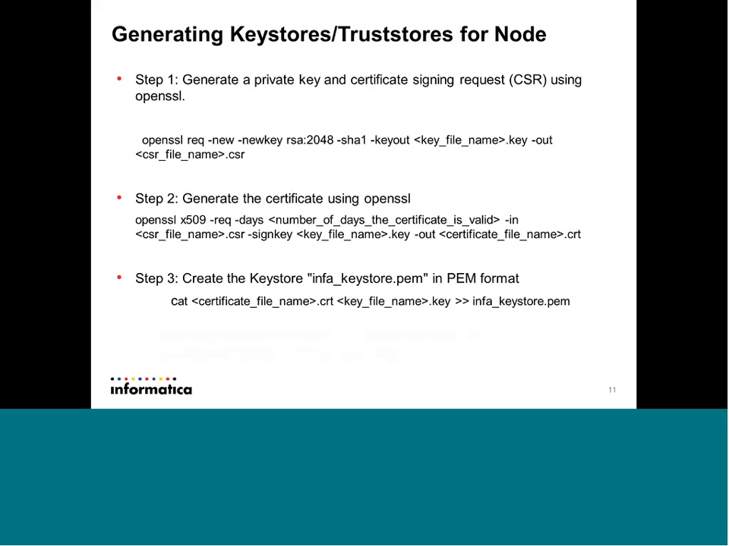But whichever server we are generating the certificates on, that server should have OpenSSL installed. PowerCenter bundles its own version of OpenSSL, and that will be used for consuming these certificates. For generating the certificates, you could use any external OpenSSL of any version. So the first step is to generate a private key and the certificate signing request.